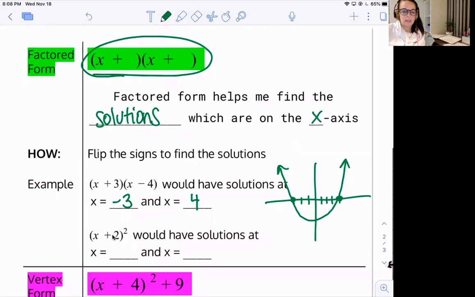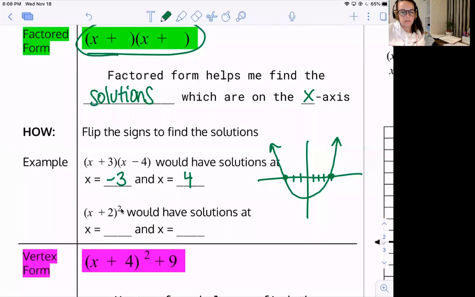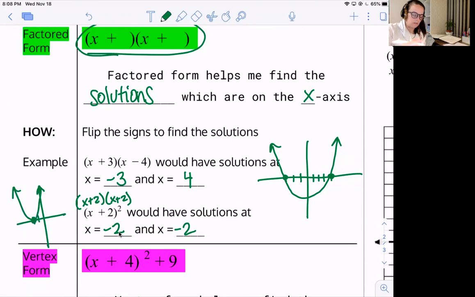Sometimes we see it in this format with the little 2 there, the exponent. So x plus 2 squared is like saying x plus 2 times x plus 2. So your solutions would be at negative 2 and negative 2, because this is the opposite. There would be two of those. So that would be a graph like this, 1, 2, negative 2, and put our point here. We're going to have our one solution like that. It's going to bounce off a double root.